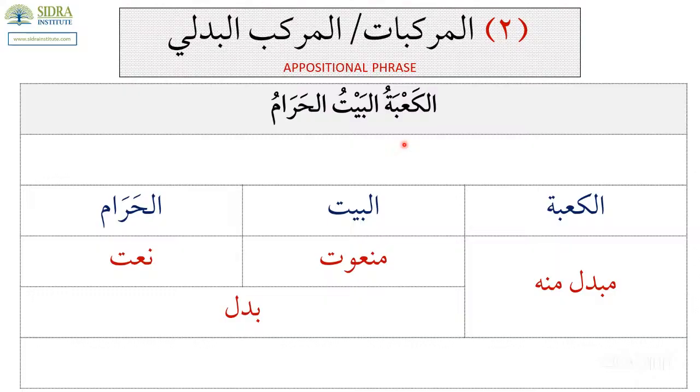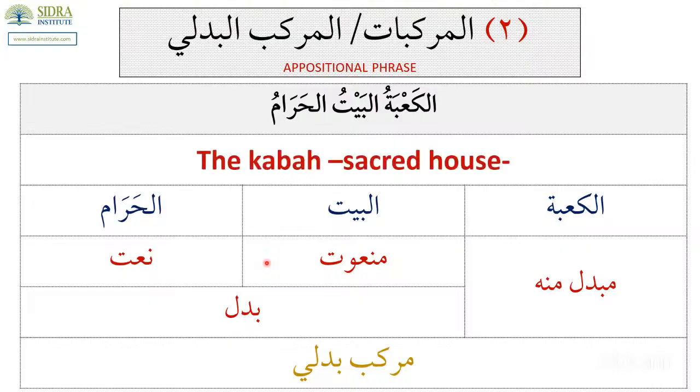So this is how we would form al-Murakkab al-Badali. So the first part will be known as Mubdalun Min, which is here al-Ka'batu, and the second part will be known as the Badal, but here in this case, it's actually made up of a descriptive phrase. So al-Baytu is man'ut, al-Haram is the na'at, and the man'ut and na'at group together and become Badal. And then we can say that this is Murakkabun Badaliyun, an appositional substitute phrase. And then we have the translation, the Kaaba, sacred house. So that's most probably how you would put it into English.